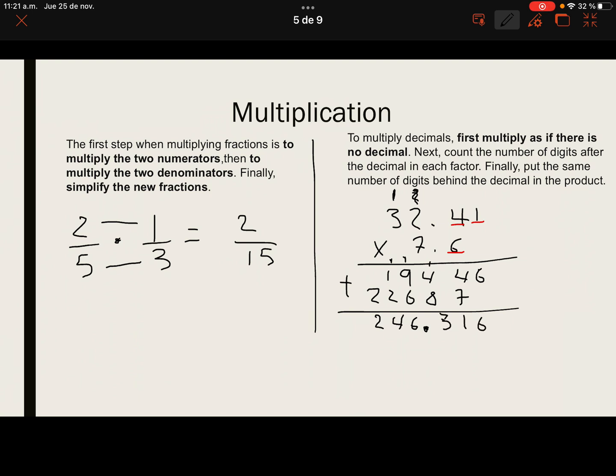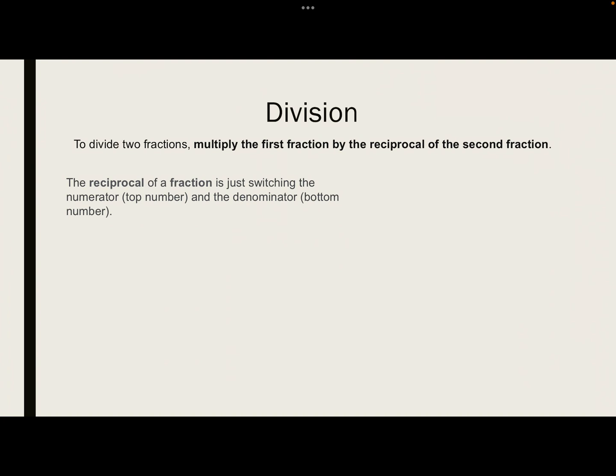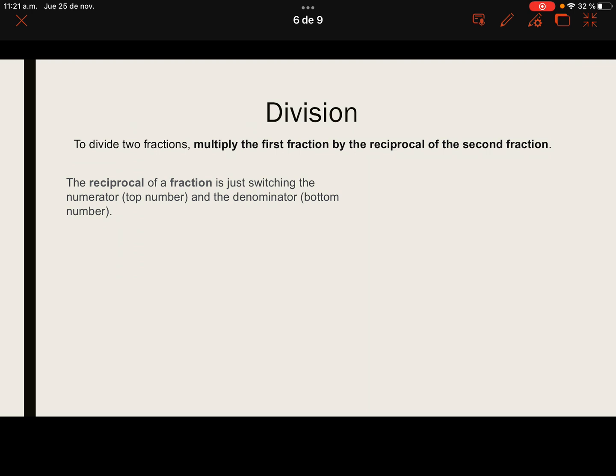Okay, now let's analyze the next operation, division. To divide two fractions, multiply the first fraction by the reciprocal of the second fraction. Then what is a reciprocal? The reciprocal of a fraction is just switching the number at the top and the denominator, that's the number at the bottom. Okay, then let's check this example.